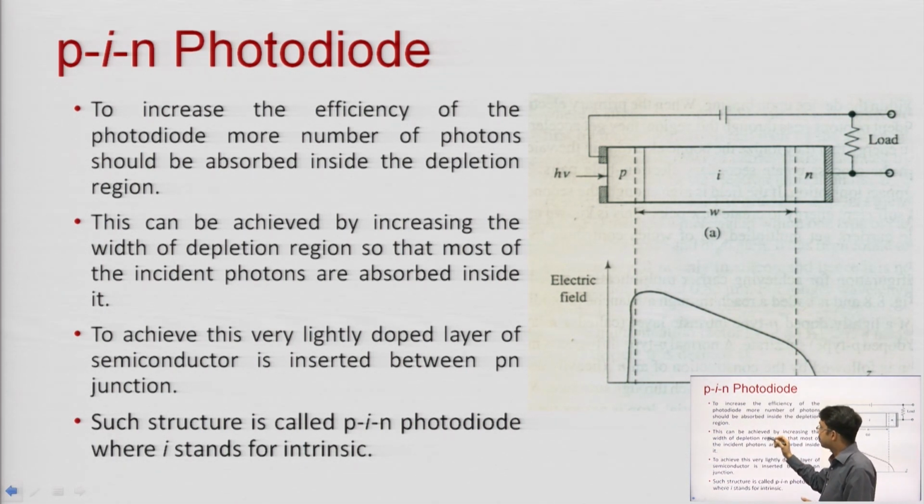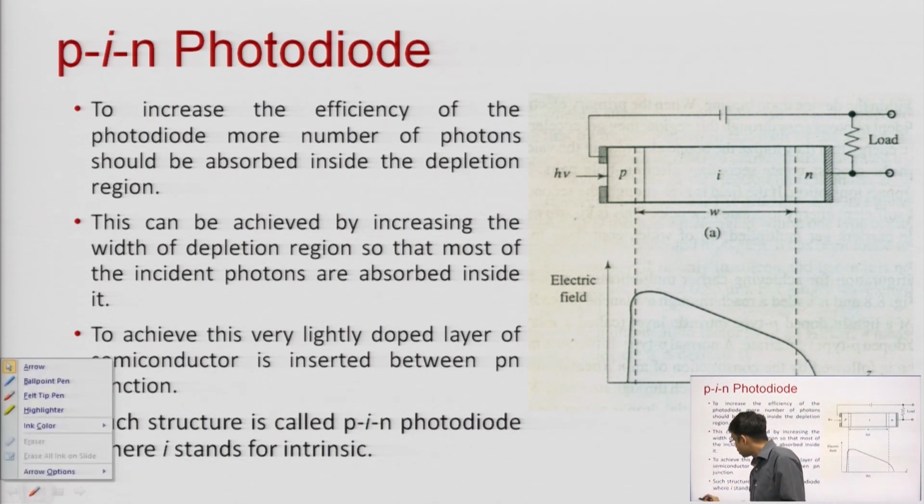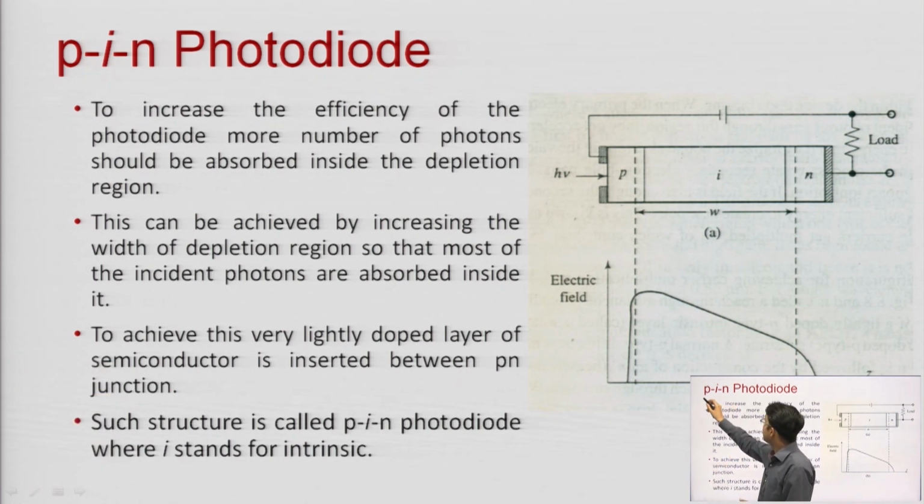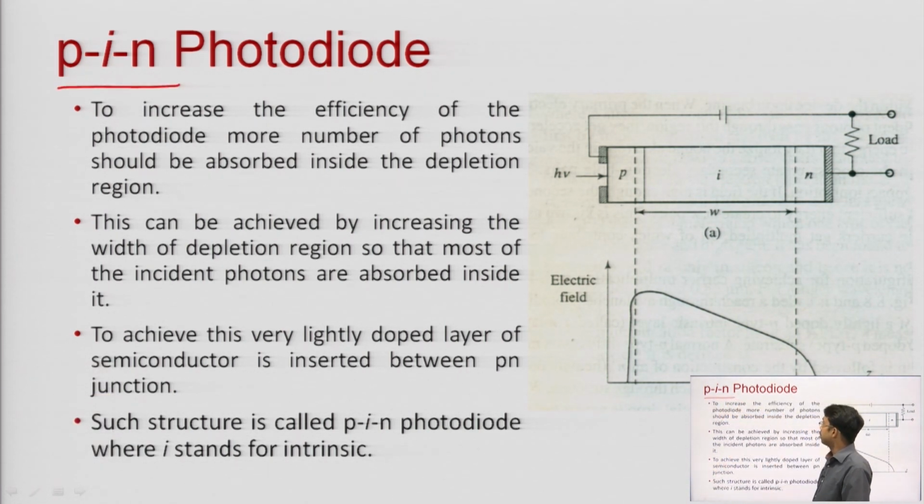That is why the next photodiode is called PIN. I stands for intrinsic. This can be achieved by increasing the width of the depletion region, so that most of the incident photons are absorbed inside it. To achieve this, a very lightly doped layer of semiconductor is inserted between the p and n junction. It is so lightly doped that it is almost intrinsic, that is why I is used. Such a structure is called a PIN photodiode, where I stands for intrinsic.